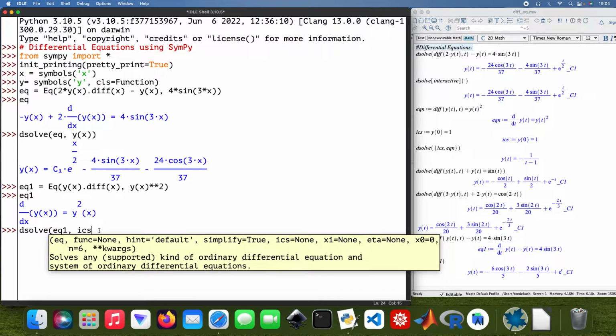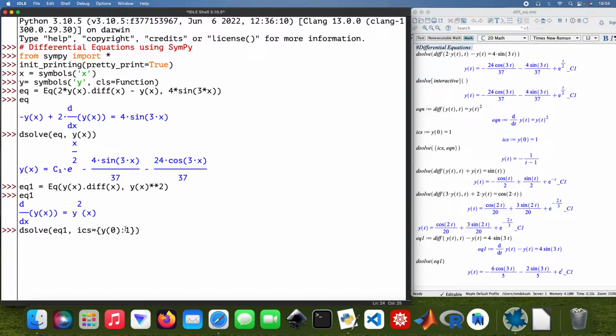Then ics equal to, then a curly bracket, then y at 0 is 1. Close the curly bracket. Voila, so that's the same. So there's a t here, there's an x, but it's just the same.